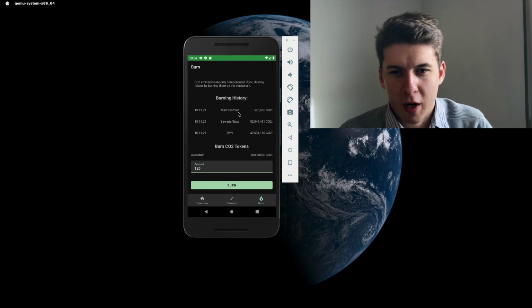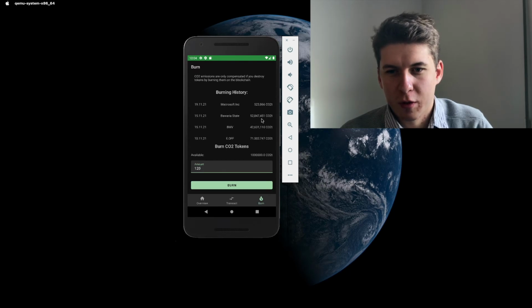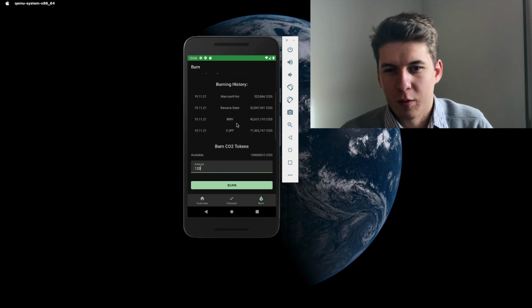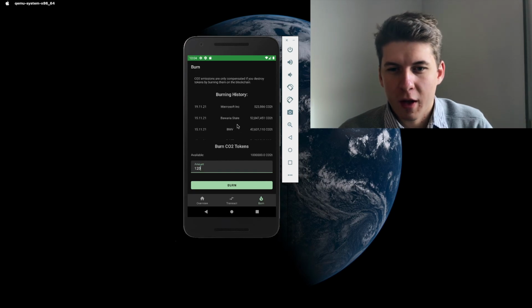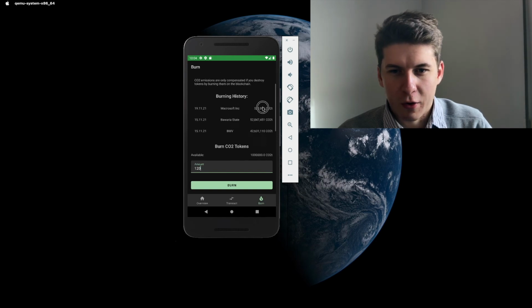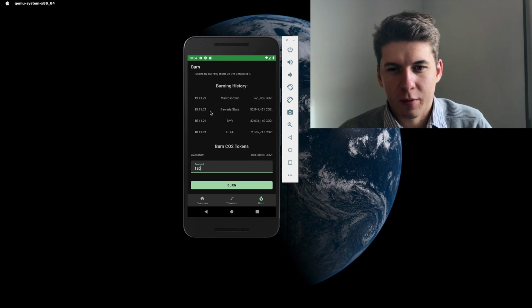And here we can see that Microsoft burned about 500,000 carbon dioxide tokens on the 19th. Bavaria State burned about 50 million on the 15th. And BMW burned about 42 million carbon dioxide tokens on the 15th. They are doing it for climate agenda and also for marketing purposes. It's quite attractive. And also companies or governments could make it an obligation.